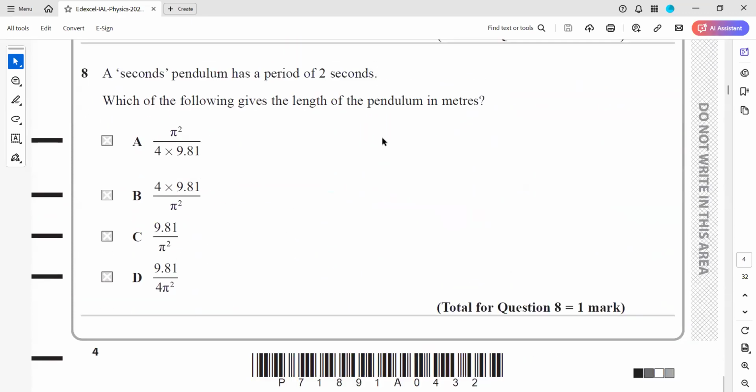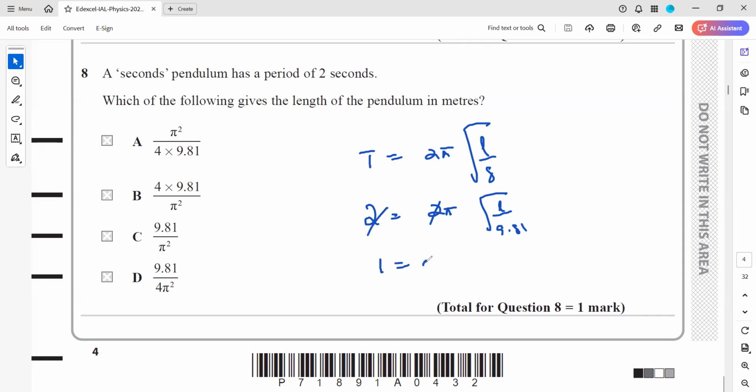In question 8, a second pendulum has a period of 2. Which of the following is its length? We have the formula T equals 2 pi under root L divided by g. This is 2 pi under root L over g, which is 9.81. 2 will cancel with 2. We take the square of both sides. So 1 equals pi square L over 9.81, and 9.81 divided by pi square will be equal to L. So 9.81 divided by pi square will be equal to the length of this pendulum.